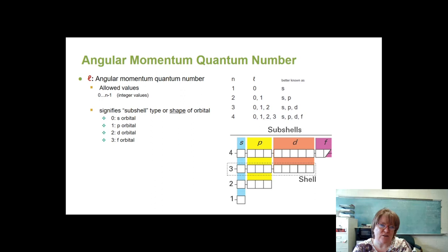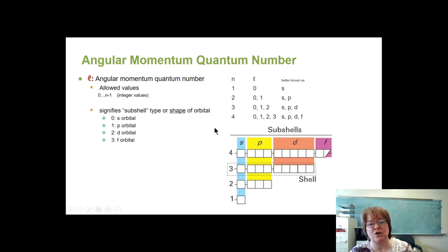Also, the angular momentum has to do with its angular orientation. This is now when we start having angles being important. If L is 0, we're going to refer to that as an s orbital or an s subshell. If L is 1, we're going to call it a p orbital. If L is 2, we're going to call it a d orbital. If L is 3, we're going to call it an f orbital. It goes on from there, but we're not going to see many of those.